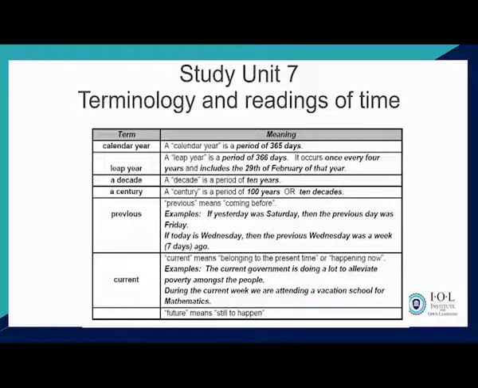A calendar year is 365 days. A leap year is 366 days. A decade, that is 10 years. If I ask you, how many years is a decade? It's 10. A century is 100 years or 10 decades. Previous means coming before, and current, the present time, what's happening now. And future, still to happen. Okay. Good.